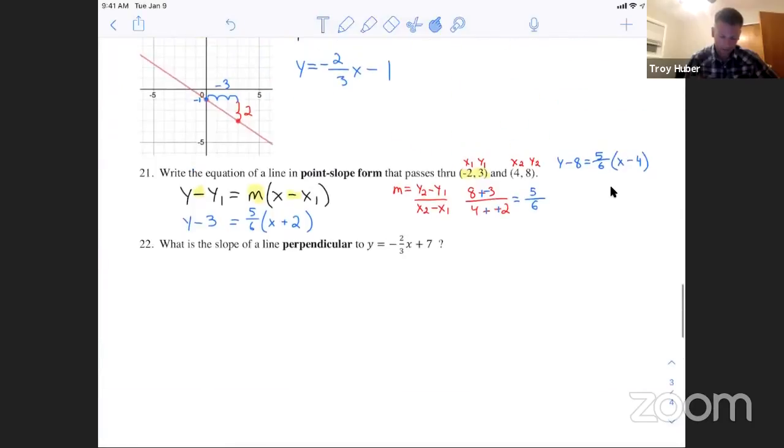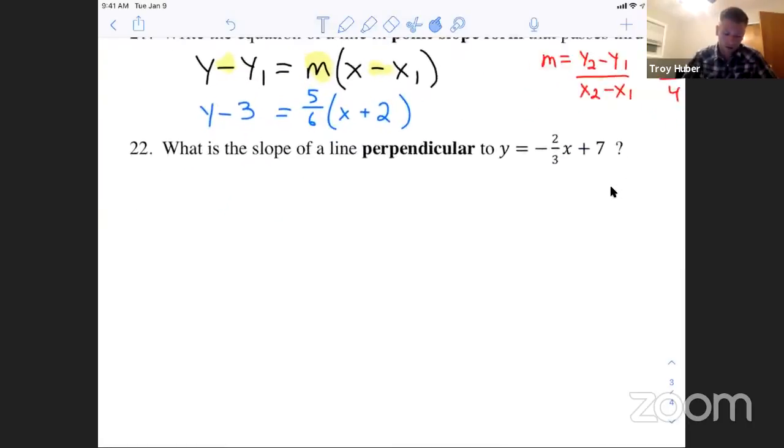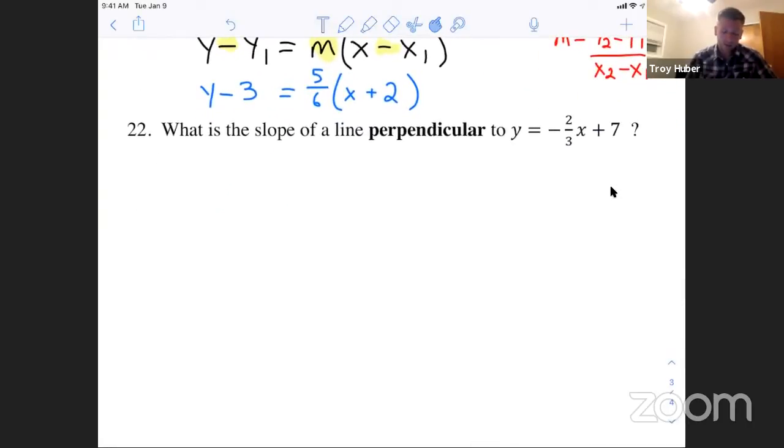Holy cow, we're on the last one of this review already, and we did it in under an hour. All right, this one says, what is the slope of a line perpendicular to y is equal to negative 2/3 x plus 7?